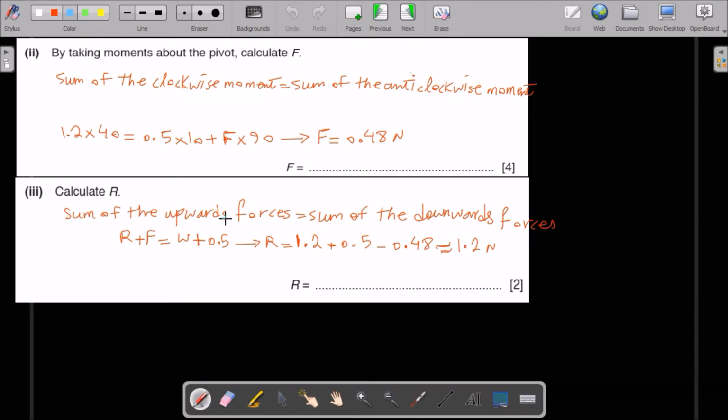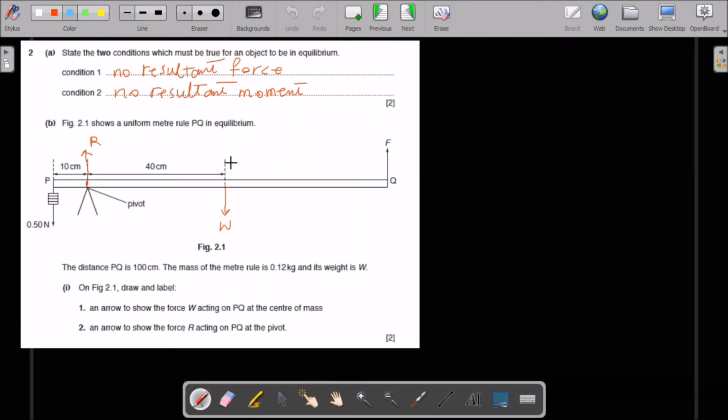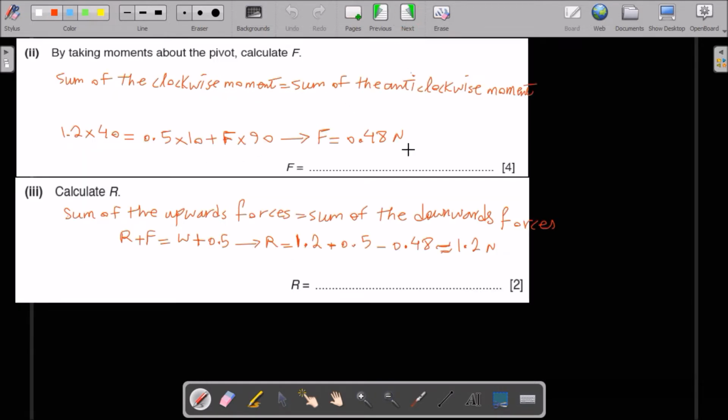So the sum of the upward forces is equal to the sum of the downward forces. If you look at the figure, R and F are upwards, and 0.50 and W are downwards. So the sum of the upward forces, R plus F, should be equal to W plus 0.50. Then you can find R, which is 1.2 Newton.